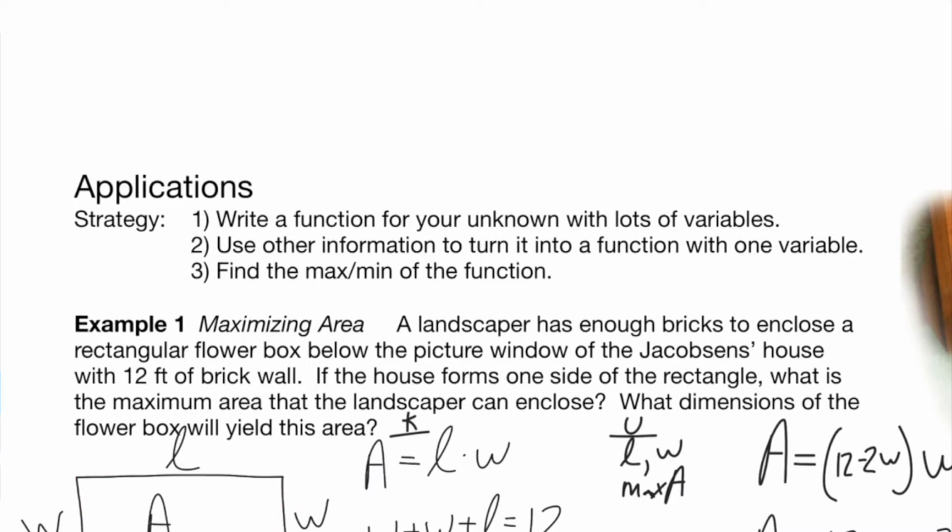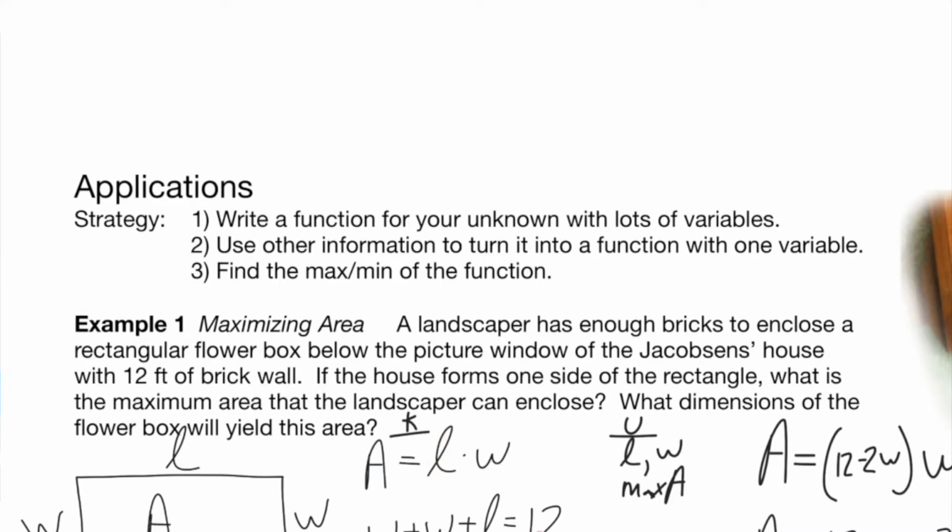And this is going to total 12. You're going to have one width and another length, and that's going to equal 12 feet, as you can see right here. Then the overarching equation for the area of a rectangle: if you have to maximize the area, we have to figure out how to calculate the area. You'll calculate the area by multiplying length times width.